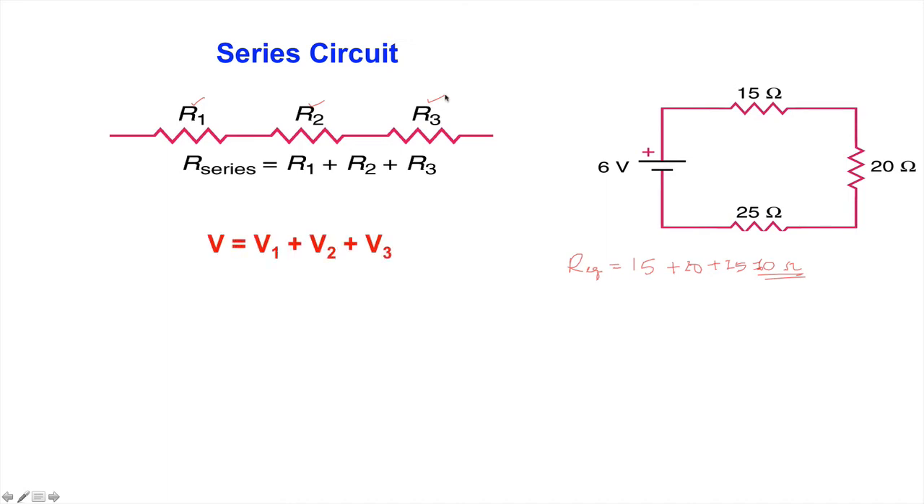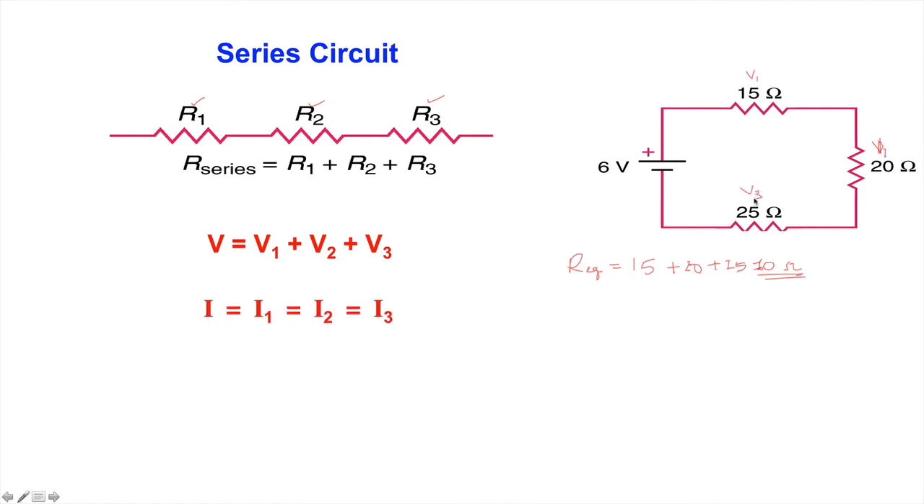But on the other hand, the total voltage, that means the one that is starting from the battery, in this case 6, is equal to the sum of the individual voltages: voltage 1, voltage 2 plus voltage 3.